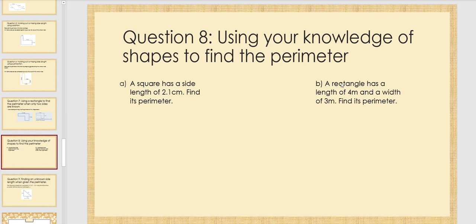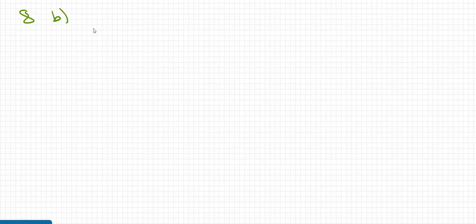With the other one, we have a rectangle that has a length of 4 meters and a width of 3 meters. So draw that. Okay, so when drawing a rectangle, the length is usually the longer side. So we have a length of 4 meters and a width of 3 meters. If you want to write the 4 over here as well and the 3, that's fine.